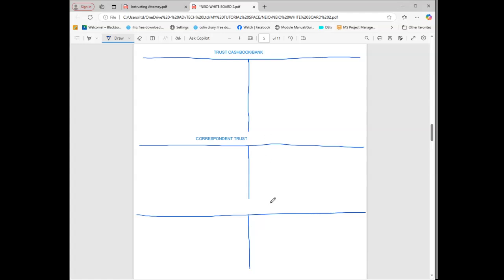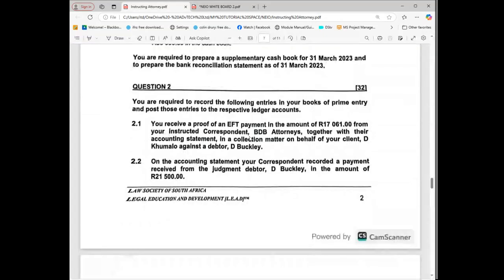No problem. So, for now, these accounts are okay, but I want us to go to the information just to check who is who, so that we can understand how to put those accounts. Are you with me? Okay. They say you are required to record the following entries in your books of prime entry, and post these entries to the respective ledger accounts. So we are dealing with the ledger accounts at the same time. The prime entry will be the cash book, but this cash book at the same time acts as a ledger. Yes, like a general ledger. That's true. So this is what we are going to do.